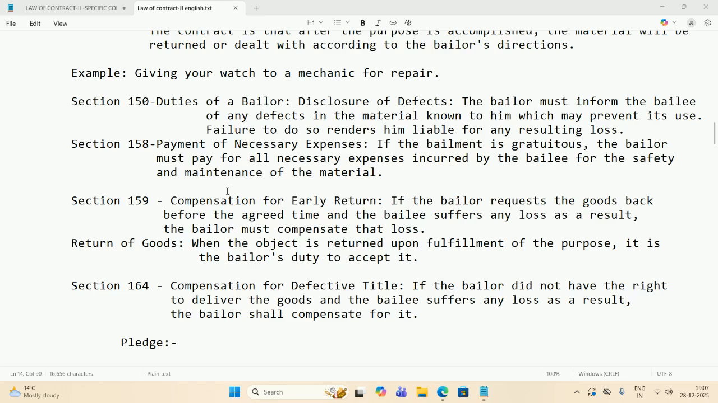If there is no agreement for any expenses to be incurred, then in that case, whatever expenses on the part of the bailee, the bailer has to pay. Section 159. Compensation for early return. If the bailer requests the goods back before the agreed time and the bailee suffers any loss as a result, the bailer must compensate that loss.